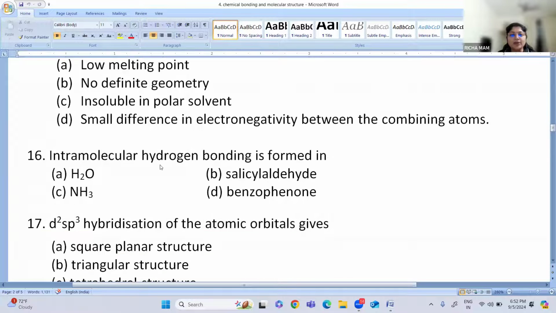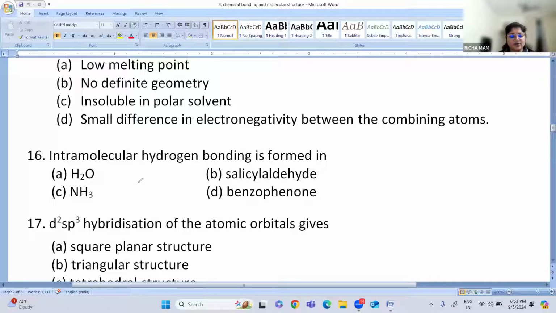Next one, intramolecular hydrogen bonding is formed in: A, water, B, salicylaldehyde, C, ammonia, and D, benzophenone. So what is intramolecular hydrogen bonding? Intramolecular means within the same molecule. Within the same molecule, the hydrogen bonding is formed.